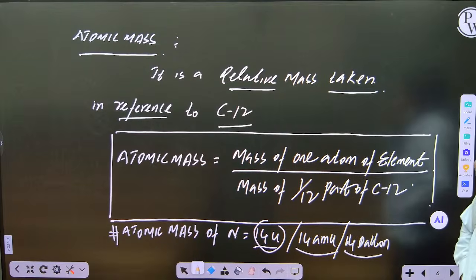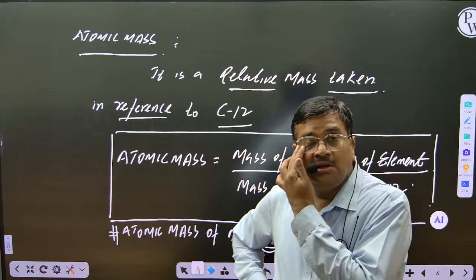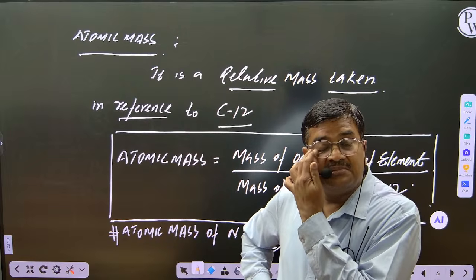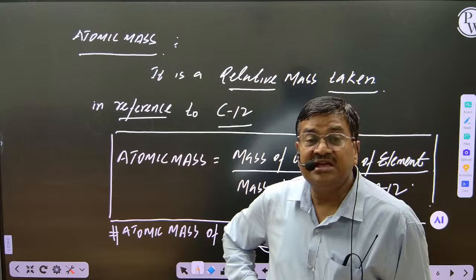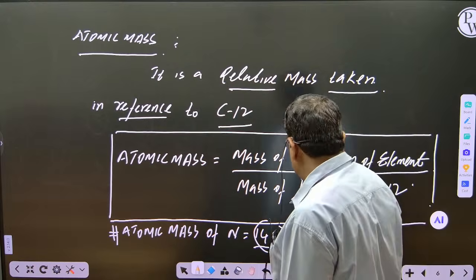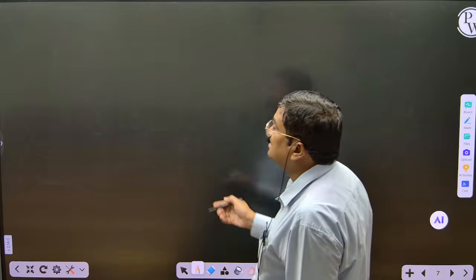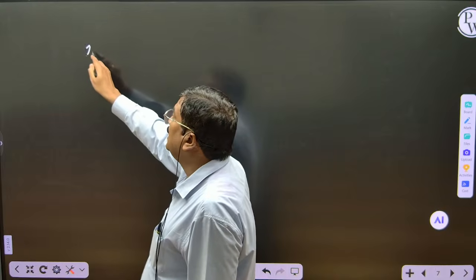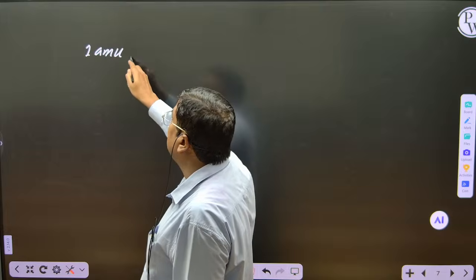Understood, students? What is atomic mass? It is simple, no? It is nothing but we are comparing with carbon 12: how many times an element is heavier. Now see, one AMU. What is AMU, students? Just now we discussed. Make a note. Atomic mass unit will be how many grams?